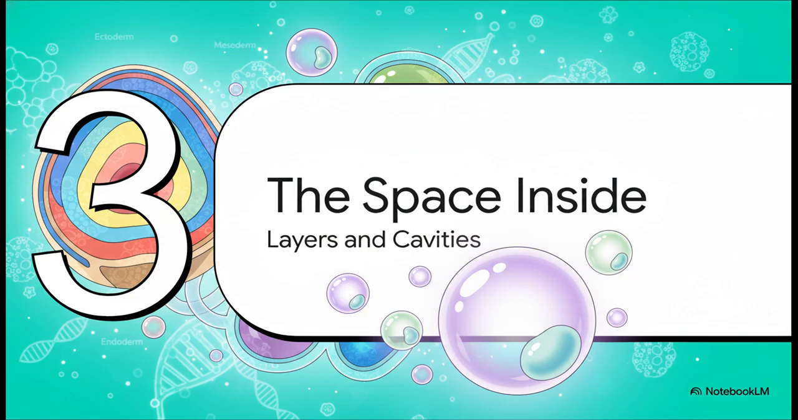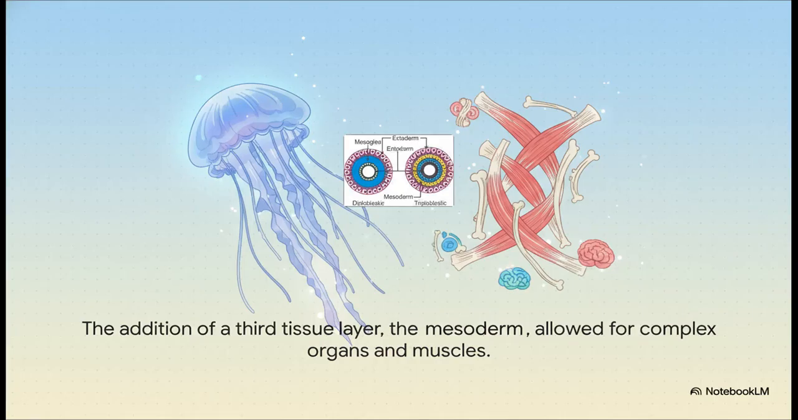Okay, so once we've sorted animals by their external shape, we've got to look deeper. The next level of classification is all about the internal architecture. How many tissue layers they have and what kind of body cavity, if any, forms on the inside. The earliest animals were what we call diploblastic. That just means they had two germ layers, an outer one, the ectoderm, and an inner one, the endoderm. Jellyfish are a great example.